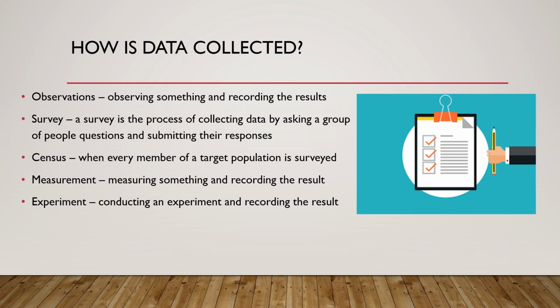We can survey people, so a process of collecting data by asking a group of people different questions and they submit their responses. A census is when every member of a target population is surveyed, so every few years in Australia we do the census where the entire population is surveyed. Measurement, where we measure something and record the results, so it could be your weight or your height. And then finally, an experiment, conducting an experiment and recording the results. So in science, you do experiments and record the results. That's experiment data being collected there.